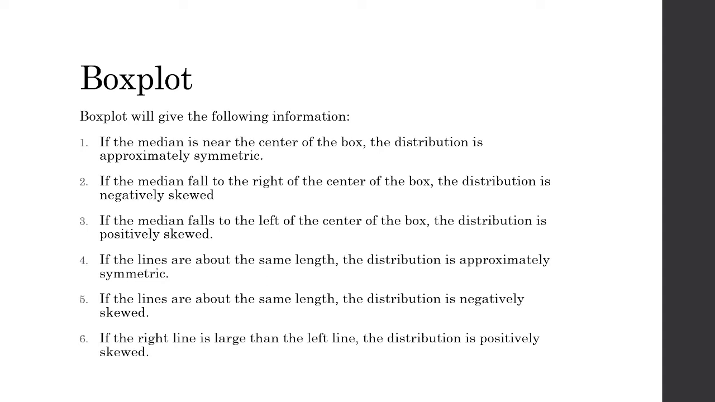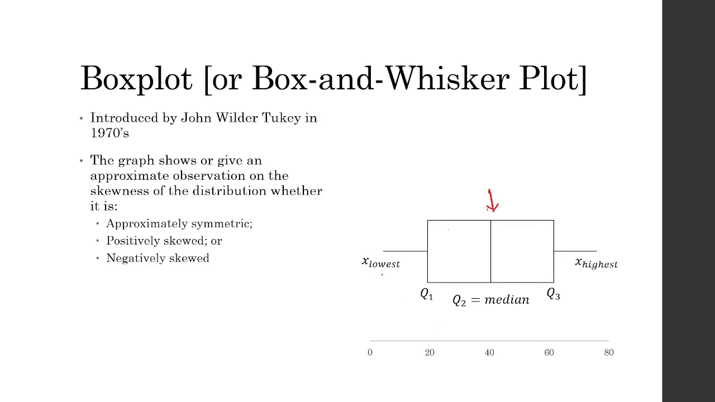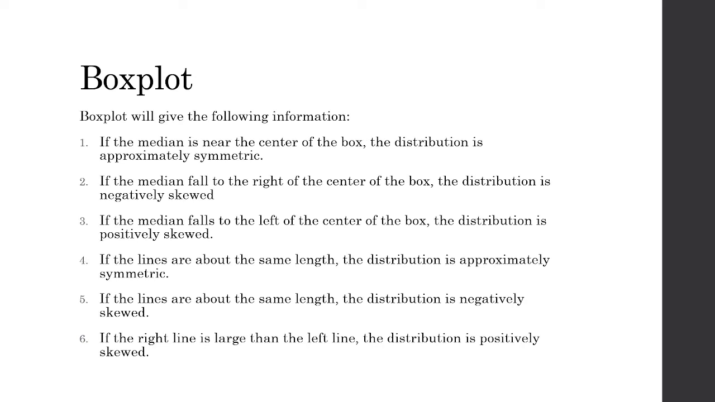If the lines are about the same length, the distribution is approximately symmetric. So, ano yung line na tinatawag natin doon? Itong sa x lowest natin at sa x highest. Also, if the line is about the same length, the distribution is negatively skewed. Bakit hindi nagbago?